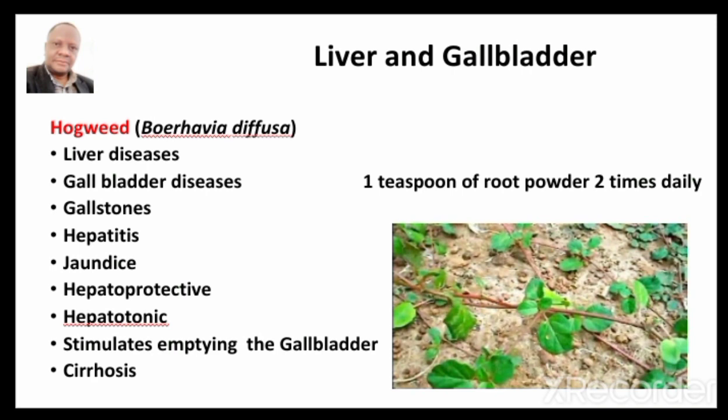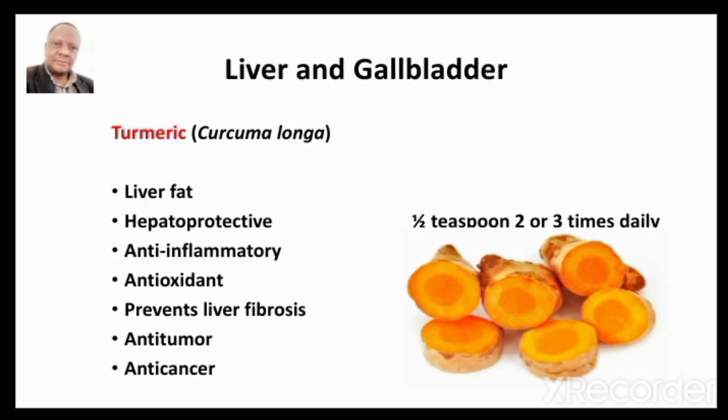Turmeric is the third herb we are looking at in treating liver and gallbladder issues. It helps in the treatment of liver fat. It has hepatoprotective property, anti-inflammatory, antioxidant. It prevents liver fibrosis, hardening of liver tissues. It has anti-tumor property and anti-cancer property. You don't abuse the use of turmeric. It's a potent herb, so you may end up using about half teaspoon of turmeric powder 2 or 3 times daily.